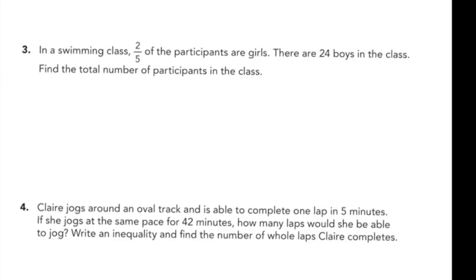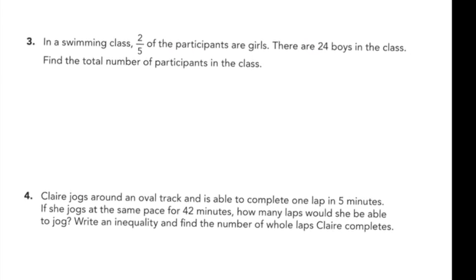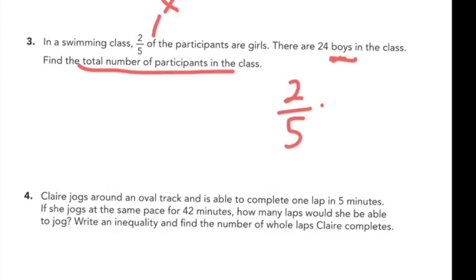Number 2 you could do. Let's try number 3. So number 3, it says in the swimming class, 2/5 of, which is going to be multiplication, of the participants are girls. There are 24 boys, though, in the class. Find the total number of participants in the class. So we're trying to figure out the total number.